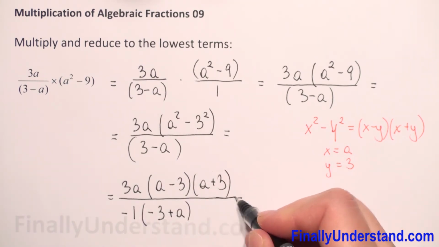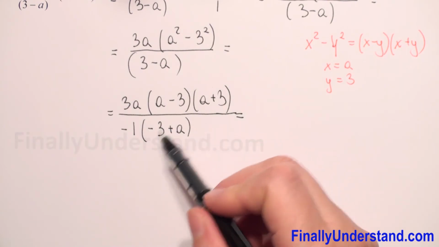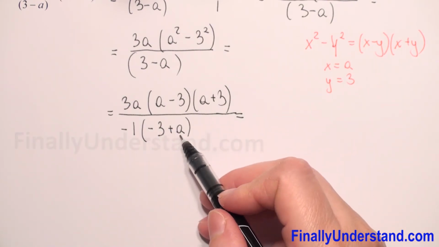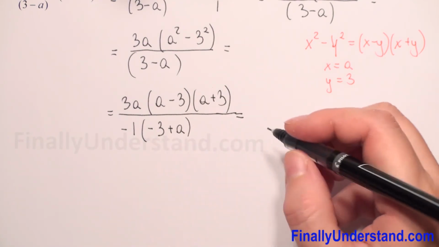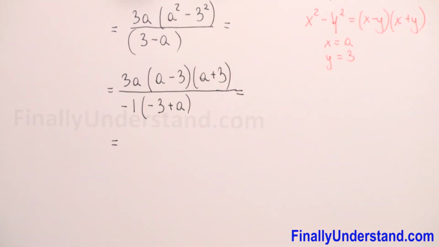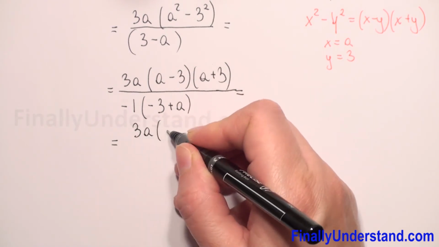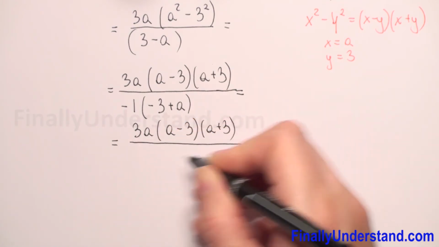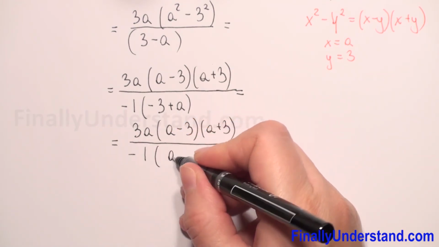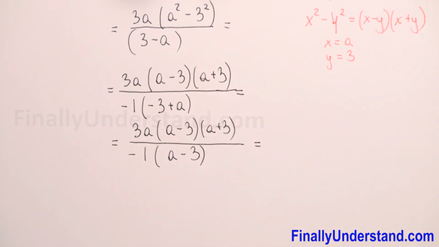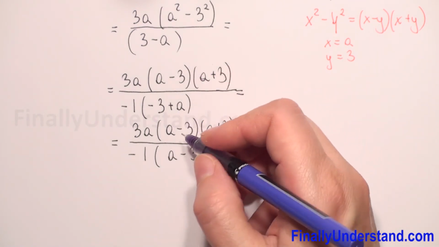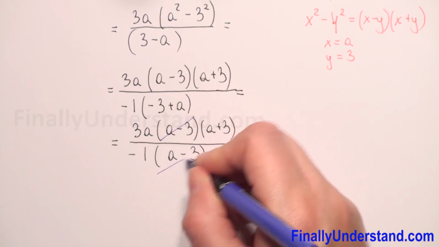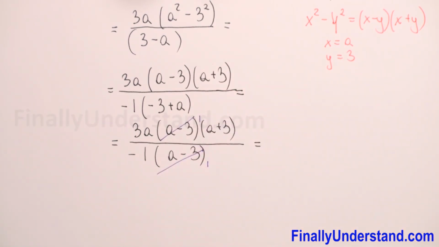But now we can rewrite this denominator, and first we'll put positive number and next negative. So this is equal 3a minus 3 times a plus 3 over, and we have negative 1 a minus 3. Now we see that we have the same expression in parentheses in the numerator and in the denominator. So we can cancel out this a minus 3, this is 1. So now we have negative sign in the denominator.